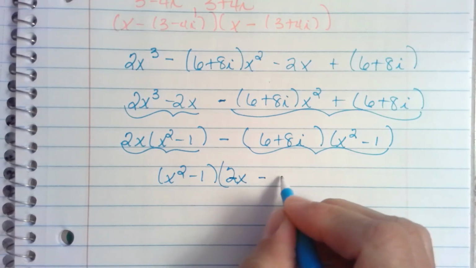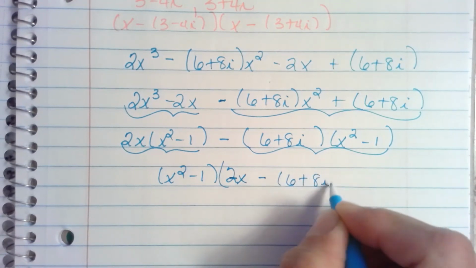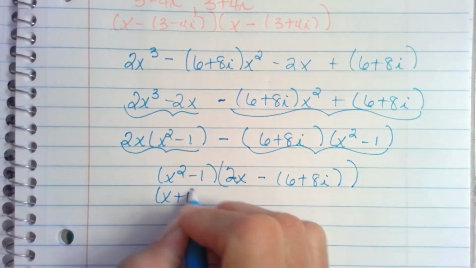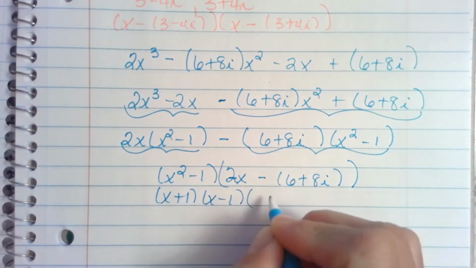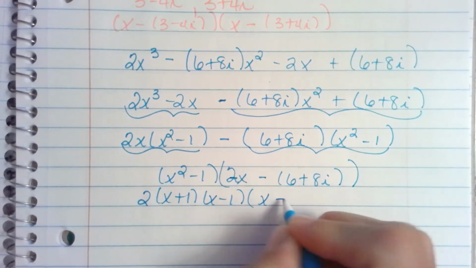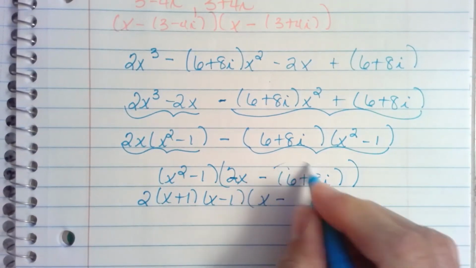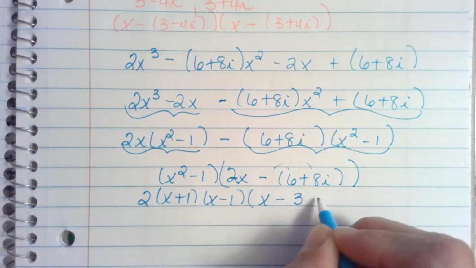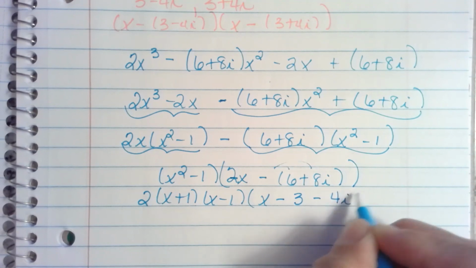minus the 6 plus 8i. You can factor that again, difference of squares. You can factor out a 2 from that one. We'll stick it out front. We'll have x minus, going to distribute that at the same time. So x minus 3 minus 4i.